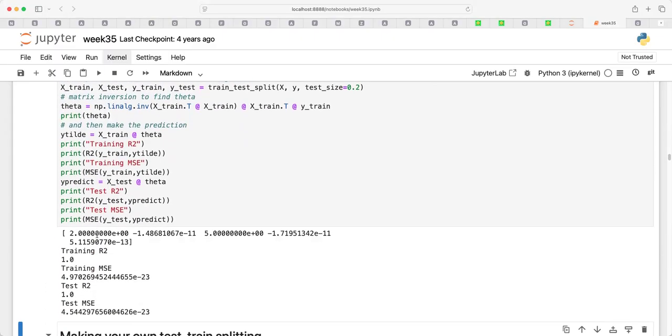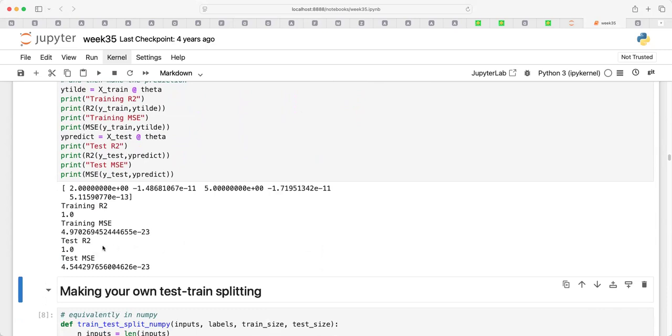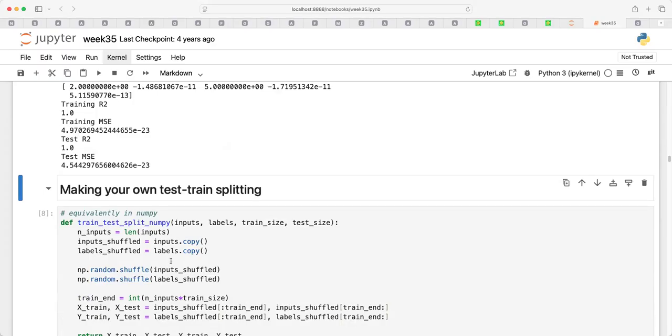But it's giving me 2 to some numerical precision and 5, but then I have some junk here, which ideally should have been equal to 0. But it is not, because I'm fitting a fourth order polynomial to a second order polynomial. But still, you see now that the test or mean squared errors are basically the same here. So there's not much difference. Here's an example of making your own train test.